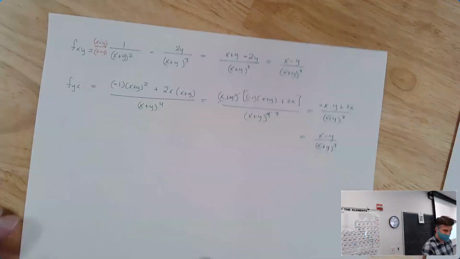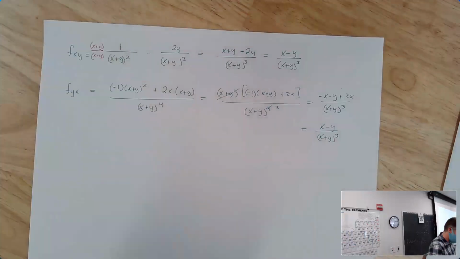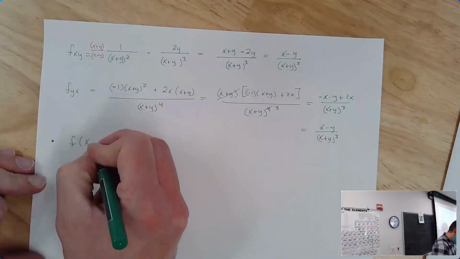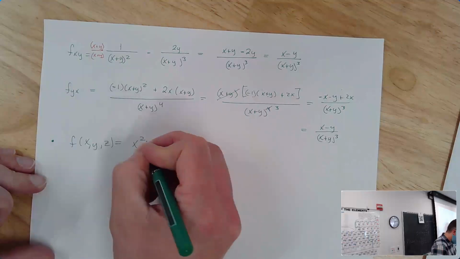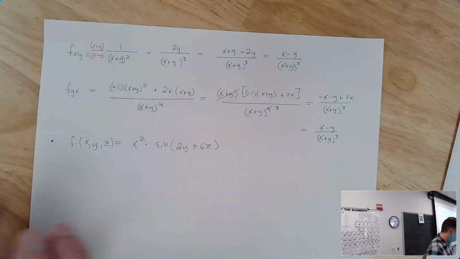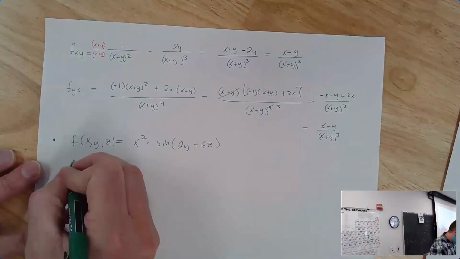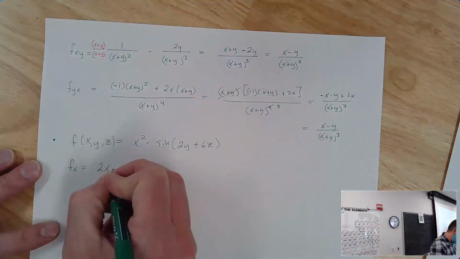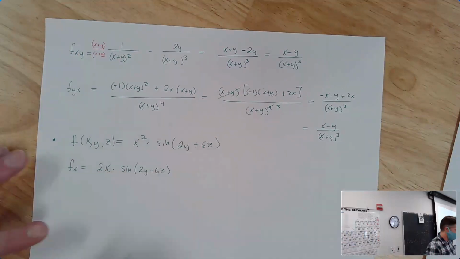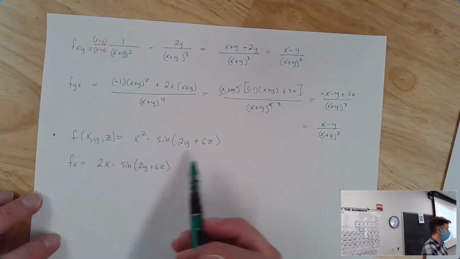We can also take partial derivatives of functions of more than 2 variables. For example, if we had f, a function of x, y, and z, equal to x squared times sine of 2y plus 6z, we can totally take all the mixed partials you want. Fx is going to be 2x times sine of 2y plus 6z. That's it, right? As far as x is concerned, sine of some stuff without x's in it is a constant.